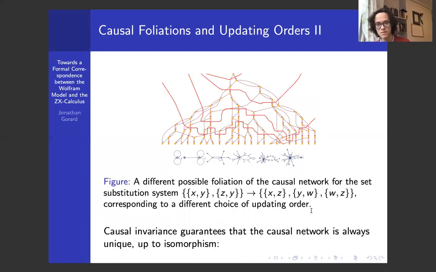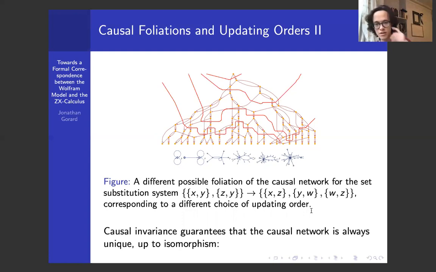But because the system is causal invariant, we're guaranteed that even though we've chosen a completely different foliation, the combinatorial structure of the causal network remains unchanged. Translating that into more physical terms, if you think of this as a discrete model of spacetime, what this is telling you is that by choosing different updating orders, even though the ordering of space-like separated events will change, the ordering of time-like and light-like separated events will remain invariant. So we immediately recover Lorentz symmetry, but actually also Poincaré symmetry, conformal symmetry, and even diffeomorphism symmetry.